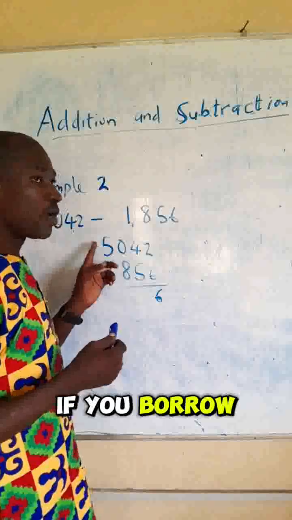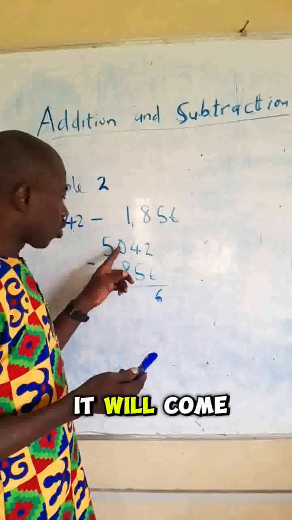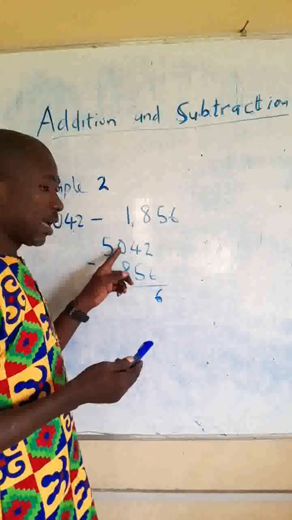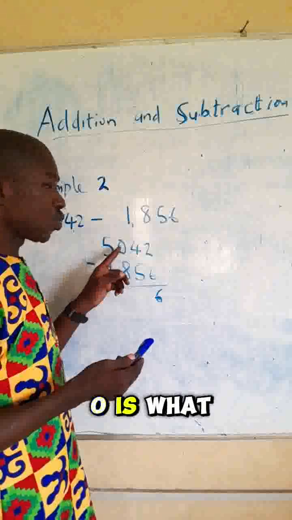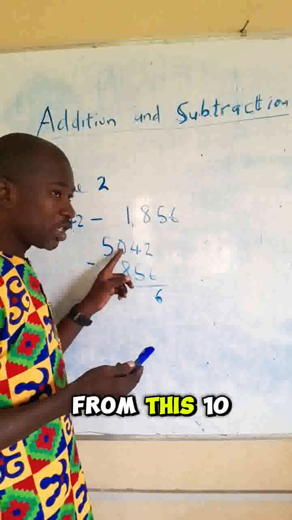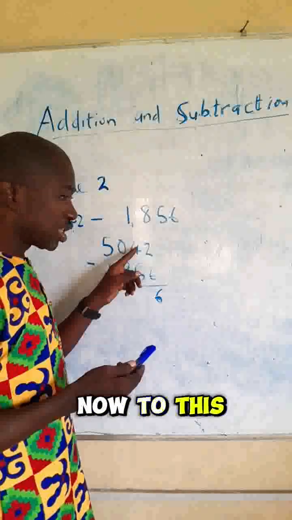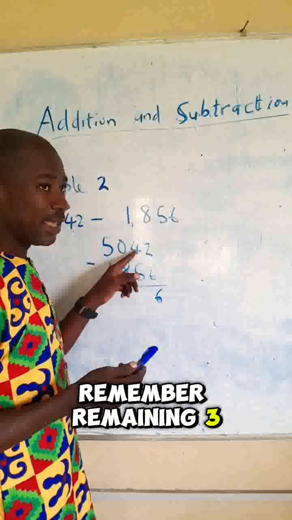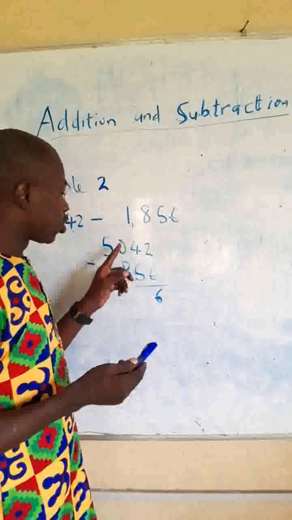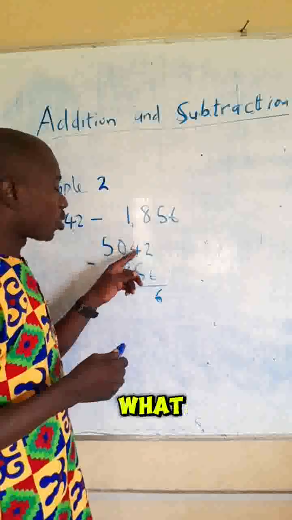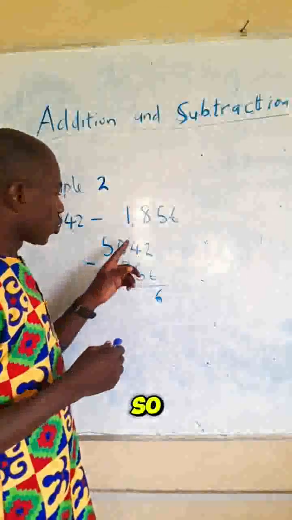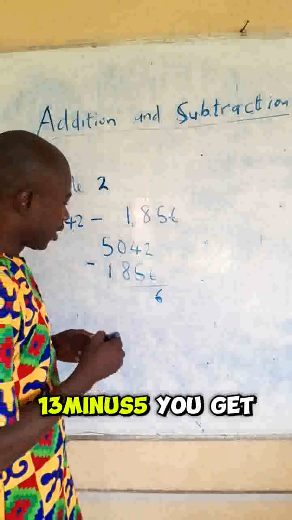So if you borrow that 1 from here, which is 10, it will come here. This one becomes what? 10. 10 plus 0 is what? 10. Then you borrow from this 10 now to this place. Remember, remaining 3. Here was 3 that is left. So that 1 that you borrow from here to this one, you add it to this one, so it becomes what? 13. So 13 minus 5, you get what?